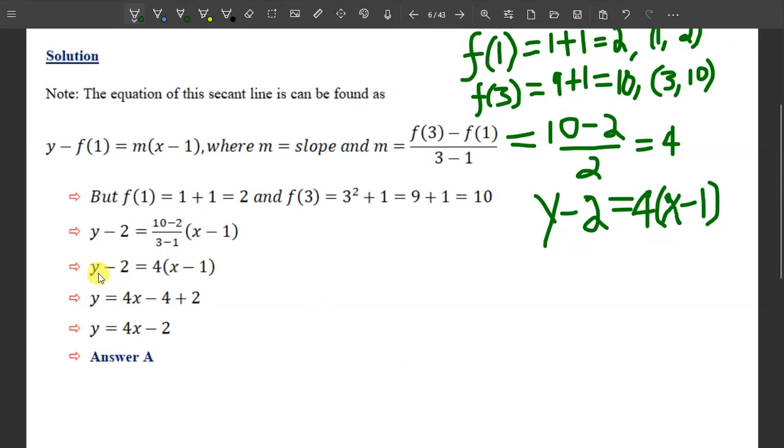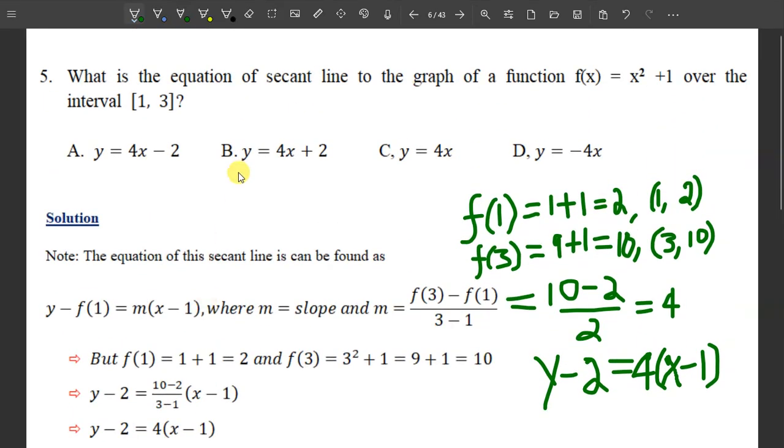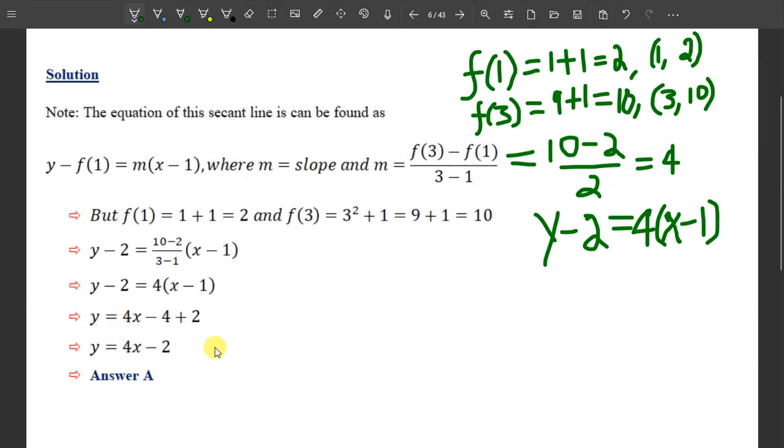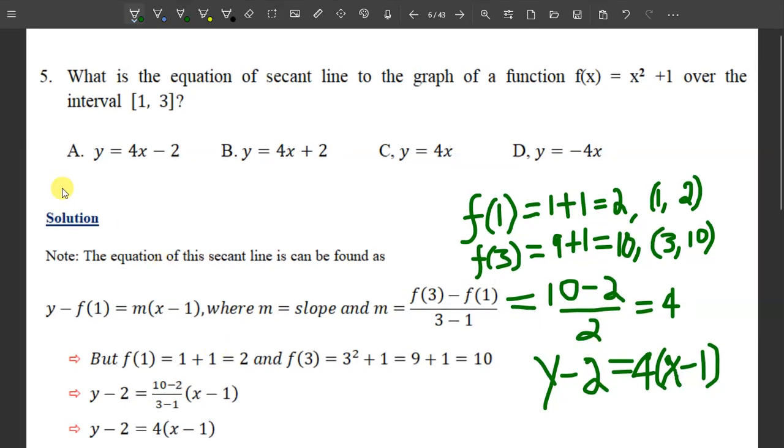And then multiply 4 by x, it becomes as follows. Here we have y minus 2 is equal to 4 times x minus 1, which becomes 4x minus 4 times 1, which is 4. Therefore, we have 4x minus 4. Move this minus 2 to the right. It becomes plus 2. Therefore, y is equal to 4x minus 2 is the required equation of the second line. And therefore, since we have found y is equal to 4x minus 2, the answer is going to be A.